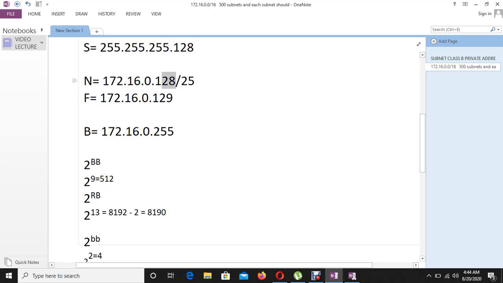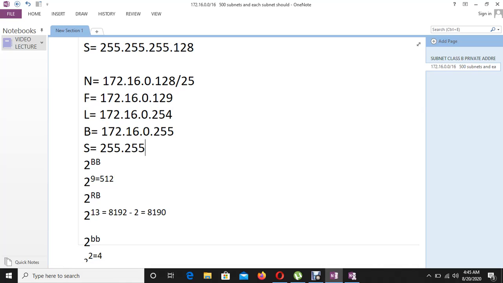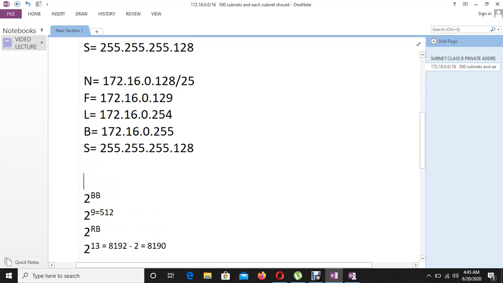So the first valid IP address here is 172.16.0.129, because adding 1 to this 128 gives us 129. And the last valid IP address here is 172.16.0.254. So the subnet mask is the same, because we're dealing with a fixed length subnet mask, 255.255.255.128. Next subnet. I'm not going to do all 500.